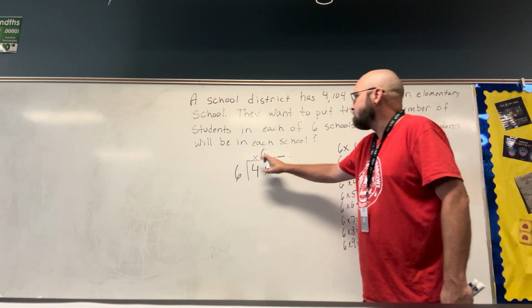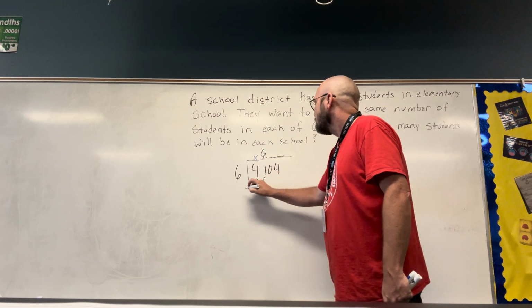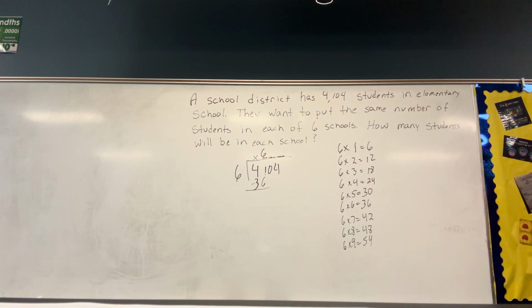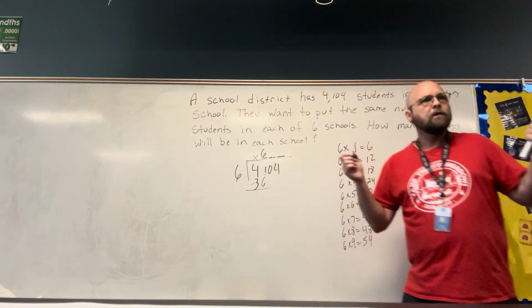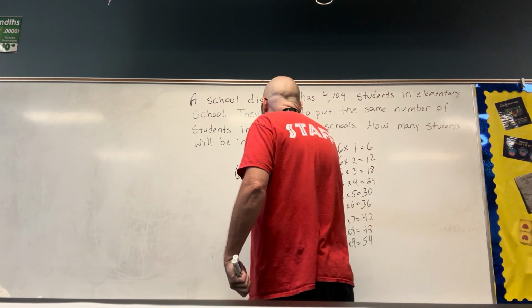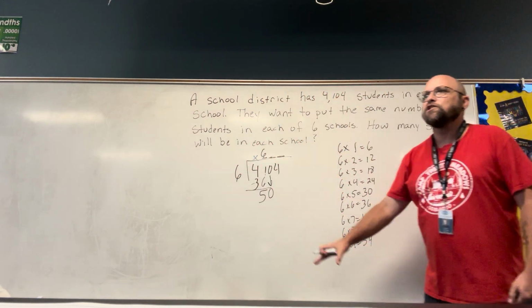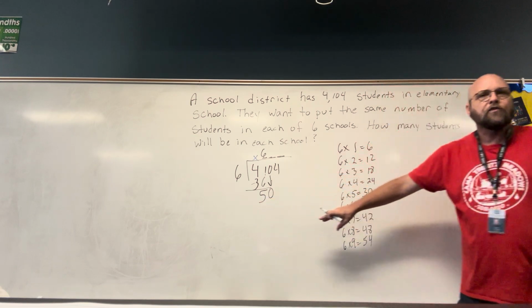Then I multiply 6 times 6. I get 36. And then I subtract 41 minus 36, which, if I'm doing my math right, is 5. Is that right? Yeah, 5. And then I bring down my 0. Same process I just did. I need to get as close to 50 as I can without going over.